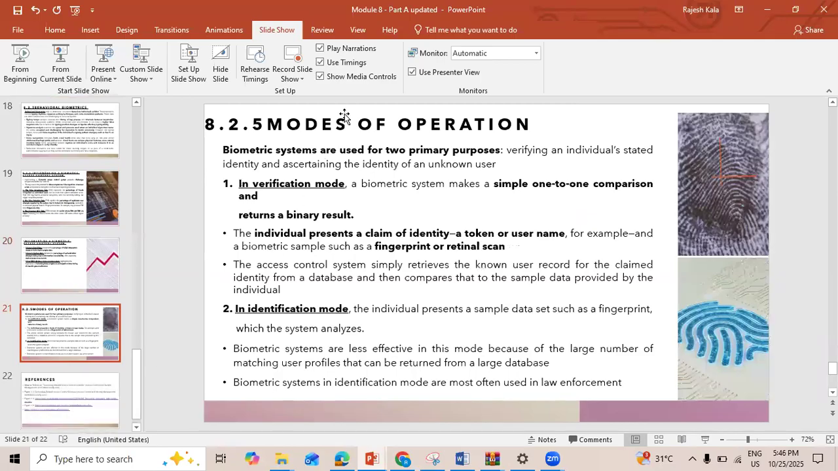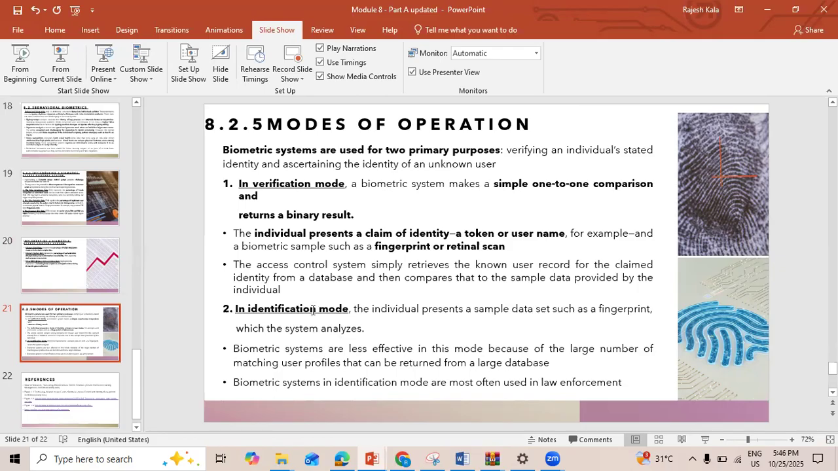Then biometric systems are used for two purposes, the mode of operation. The first one is verification mode. The next one is identification mode. Verification means a one-to-one comparison that returns a binary result. My face is scanned and stored in the database. My fingerprint is scanned already and stored in the database. Whenever I go for verification, they will verify my fingerprint or face and check in the database. If this fingerprint matches my database entry, they will say, yes, you are the one. You are allowed.